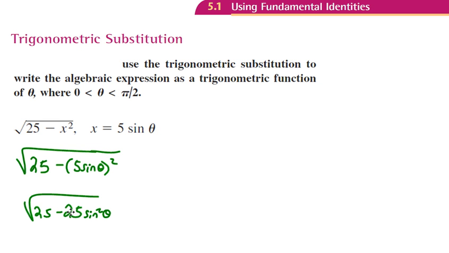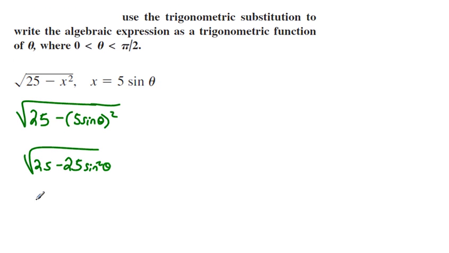Okay, let's factor out a common factor of 25. So I can factor out 25. So 25 times what is 25 is 1, minus 25 times what is 25 sine squared of theta, which is going to be sine squared of theta. All right, and this should look familiar right here. This looks very similar to our Pythagorean identity.